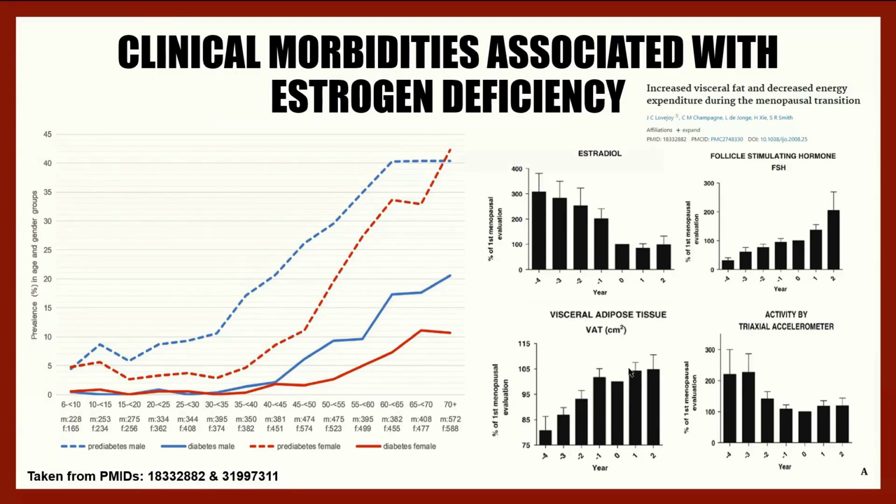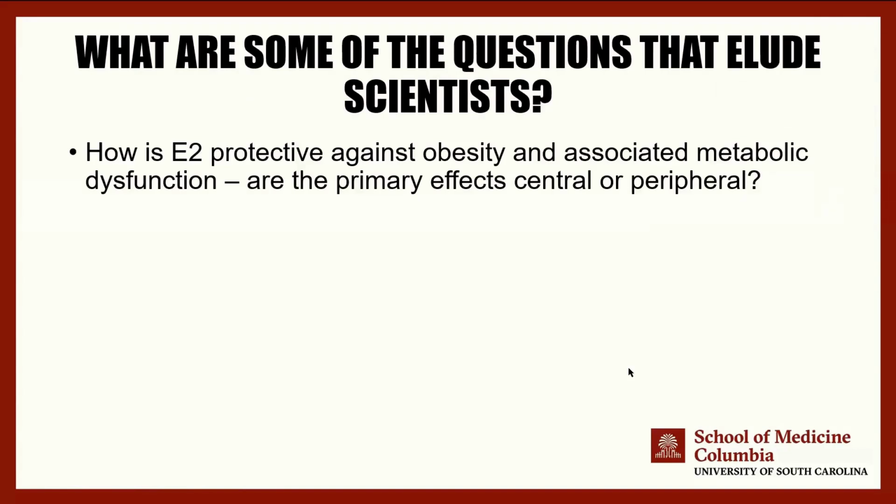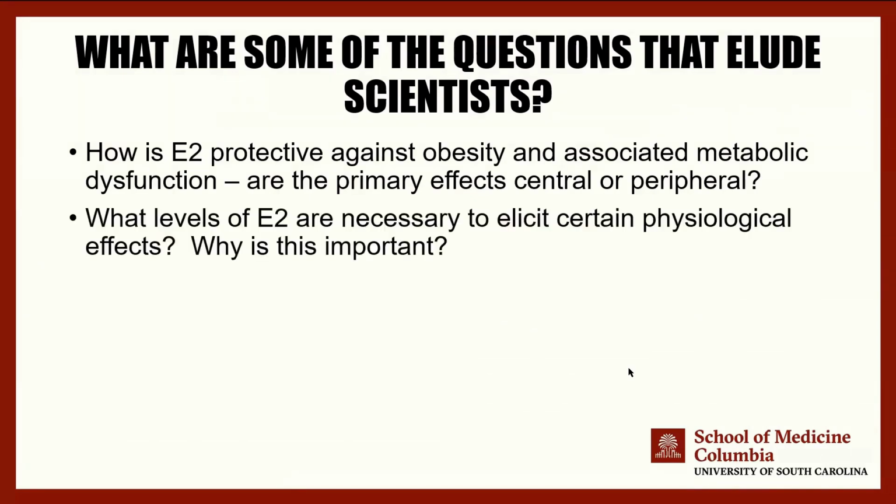So given this baseline, okay, of information that I've given you, what are some of the questions that elude scientists? Well, how is E2 protective against obesity and associated metabolic dysfunction? Are these effects central or peripheral? Meaning, is the effect of estradiol in the brain driving the outcome, or is it the effect of E2 in the periphery, for example? And then one thing that we're very much interested in is what levels of E2 are necessary to elicit certain physiological effects.